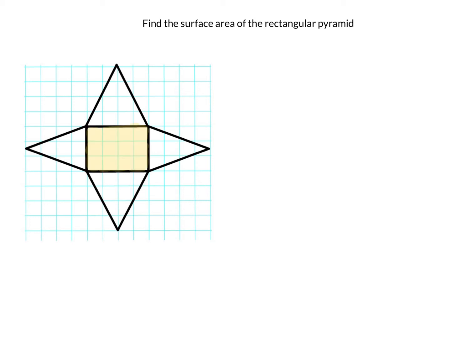First, let's find the area of the yellow rectangle, which is the base of the pyramid. The side lengths of the rectangle are 3 units by 4 units. So the area of the rectangle is 12 square units. For our equation for the surface area, we're going to write 3 times 4 for the dimensions of our yellow rectangle.